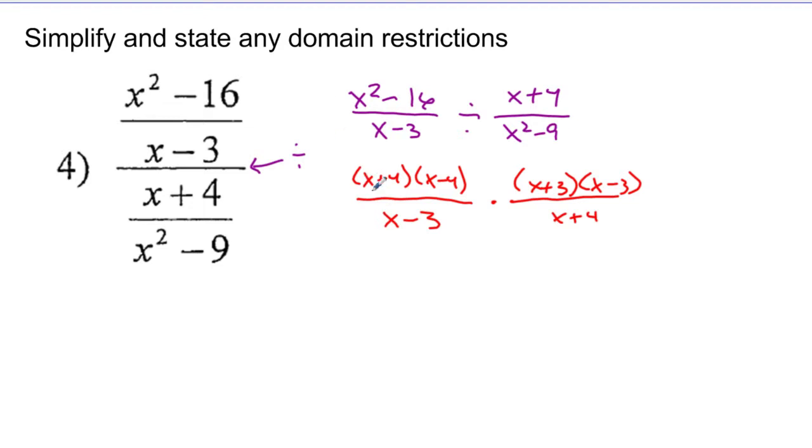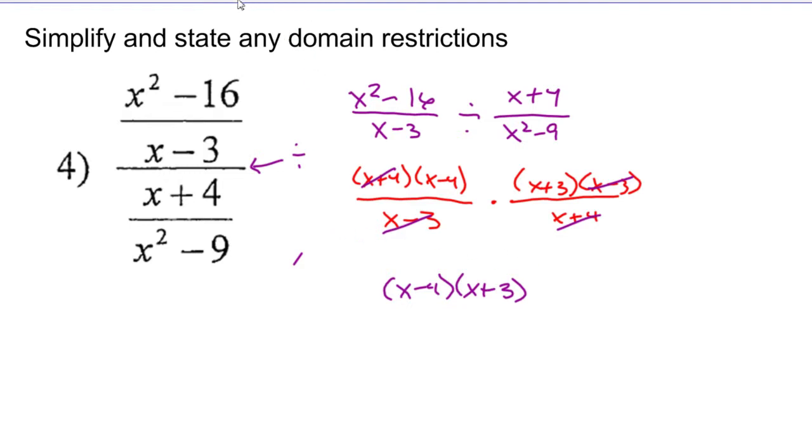Let's do some canceling: x plus 4 and x plus 4, and I see an x minus 3 and an x minus 3. So x minus 4 and x plus 3 that are in the numerator had no common factors in the denominator, so I'm going to leave those exactly the way they are and just say my answer is x minus 4, x plus 3. I ended up with a 1 in the denominator. I don't need to write over 1, so I'm not going to do anything.